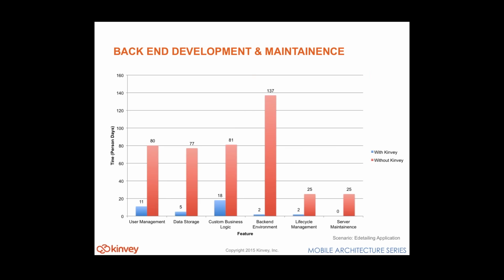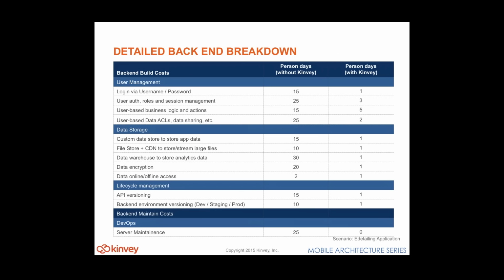And then here's the backend breakdown, and this is where a service like Convey really, really shines, because you can see the numbers here are triple what they were with front-end development. And while MBAS can help you with your front-end development, it really, really shines when it comes to the backend. So, time saved here, it's from 80 days down to 11, from 137 days down to just 2. And here's the detailed breakdown of what that looks like and what the line items are that we're talking about here.